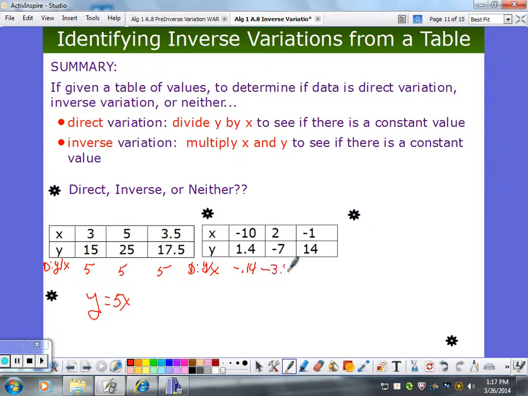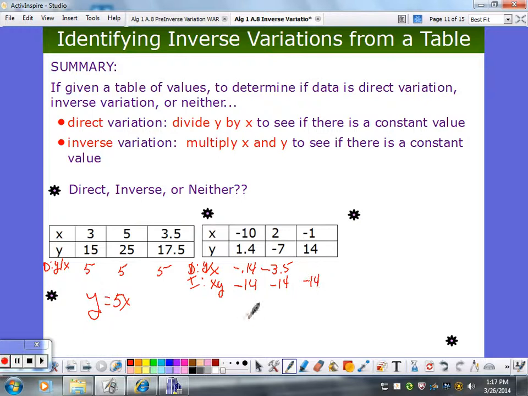Okay, do I need to even bother with this one? This is a direct variation. I'm not getting the same k. Let's see about inverse. So inverse is xy, right? K is xy. We multiply them. So what's that? Negative 14, right? Negative 14.